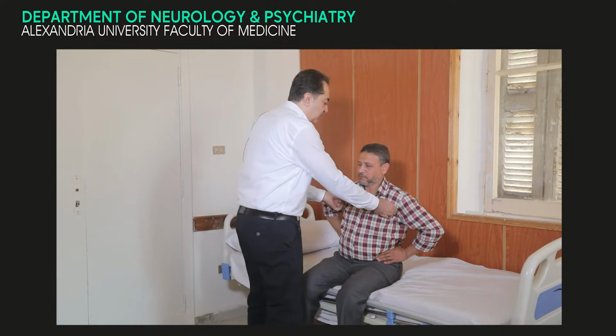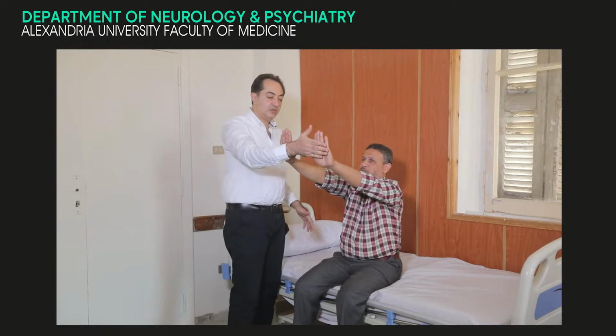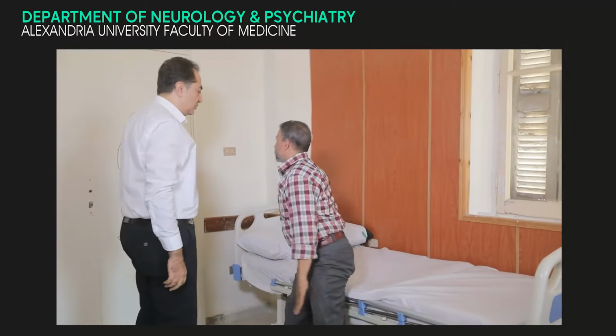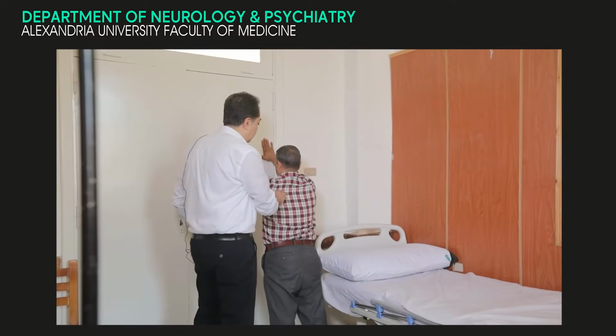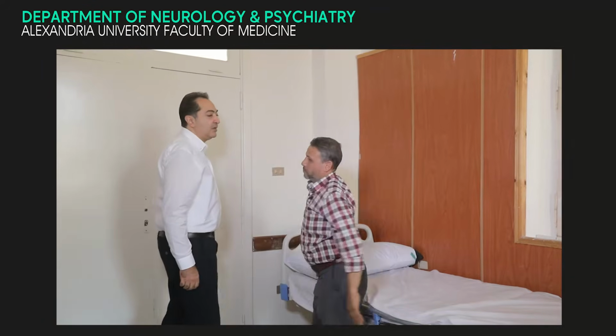Then put both your hands here and press hard. I should ask the patient to put his hands like that and press, and I should examine the muscle power of the pectoralis and the latissimus dorsi. Then extend your arms and push on the wall. Stand and push here. And I see if there is winging of the scapula or not. The winging of the scapula occurs with serratus anterior muscle weakness.